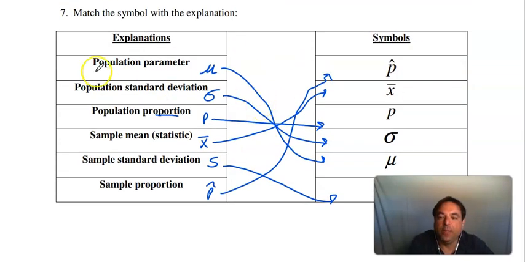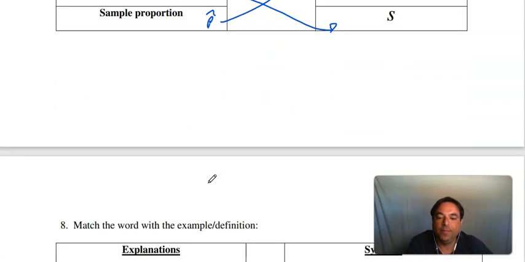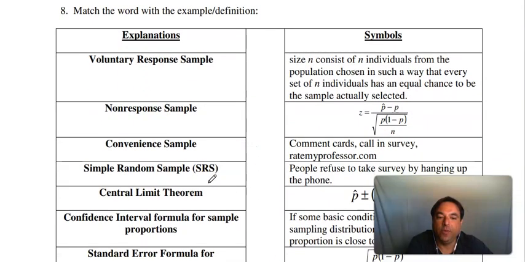So remember, population mean is mu. Population standard deviation is sigma. Sample mean, X bar. Sample standard deviation, S. Population proportion, P. Sample proportion, P hat. And now some vocabulary.